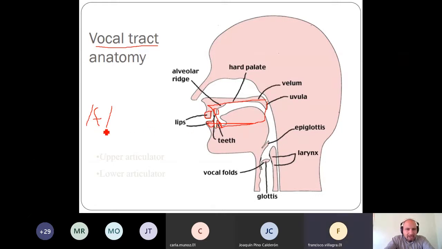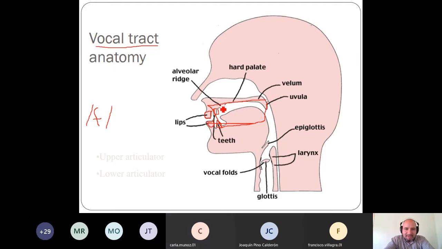Can you produce a sound with the bottom teeth and the upper lip? No, it's hard. It doesn't work, right? It doesn't.